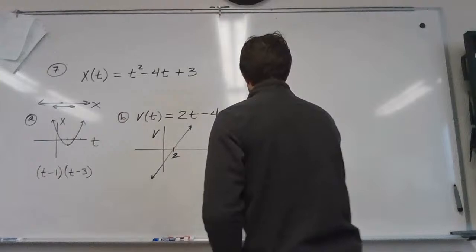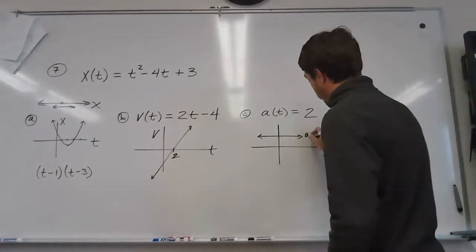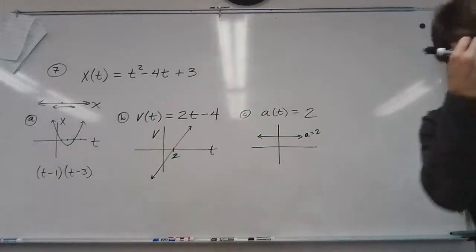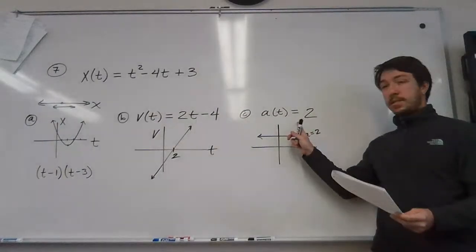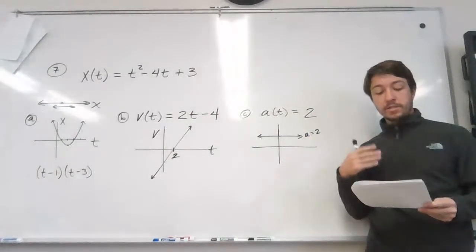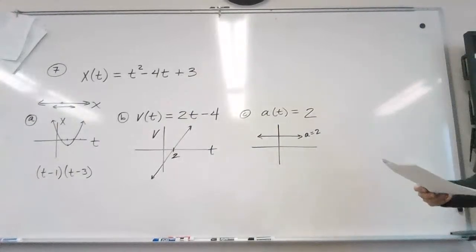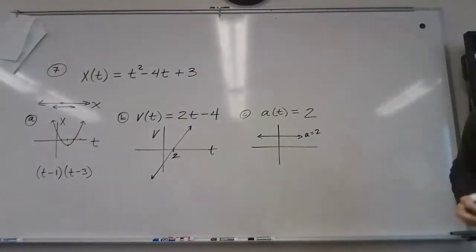Now this graph is pretty simple. Acceleration equals 2. This is what we call constant acceleration. Acceleration is the same the whole time. All right, so let's answer these questions. D, when is the particle at the origin?